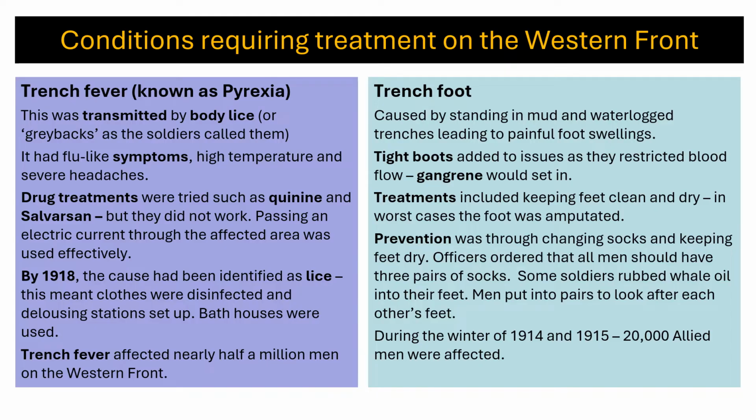So the prevention for this was through changing socks and keeping feet dry. Officers ordered that all men should have 3 pairs of socks. Some soldiers rubbed whale oil into their feet. Men were put into pairs. They could look after each other's feet, monitor each other's feet, and just take care of each other. During the winter of 1914-1915, 20,000 Allied men were affected. Now, trench foot was definitely worse at the start of the war, before the soldiers really got the idea and approach of how to actually treat the condition.